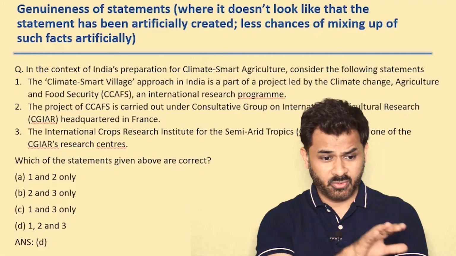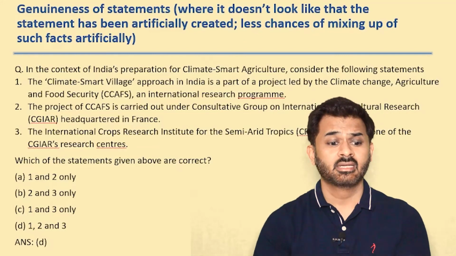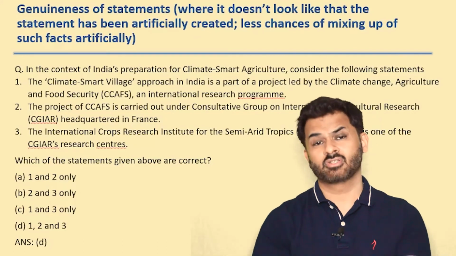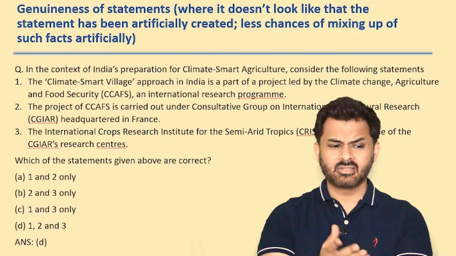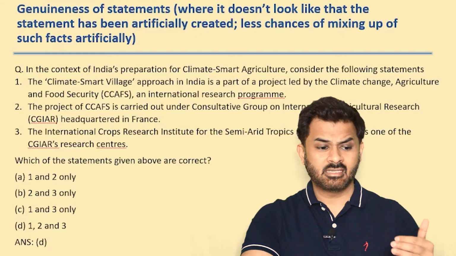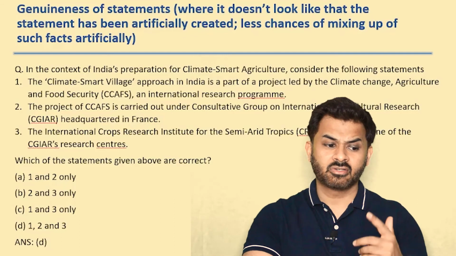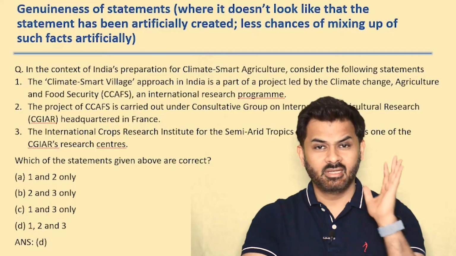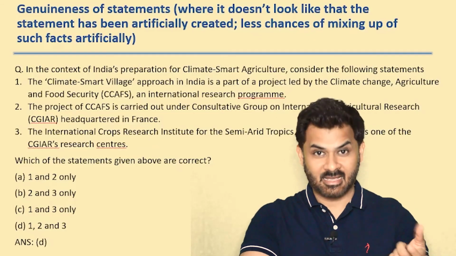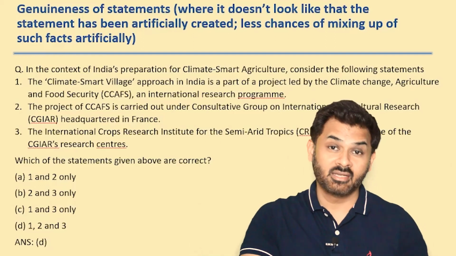Now, in this case, if you read all the three statements, I'm not reading them out, you can read them yourself or focus on this question. Statements number 1 and 2 are very likely to be possible, so they don't seem to be artificially created as such. Statement number 2 also says the project of CCAFS is carried out under the Consultative Group on International Agriculture Research headquartered in France. The only thing that can be wrong in the second statement is that they may give you a wrong place as headquarters. So that is the only doubt. Otherwise, there won't be a doubt as far as the genuineness of the statement is concerned.